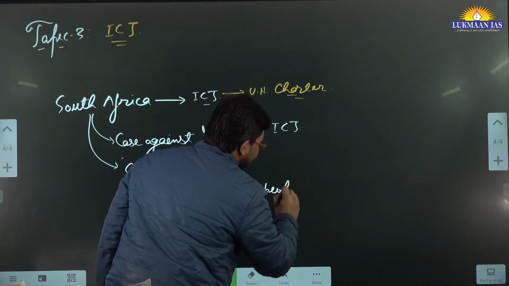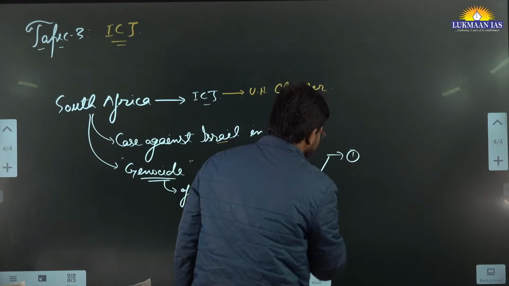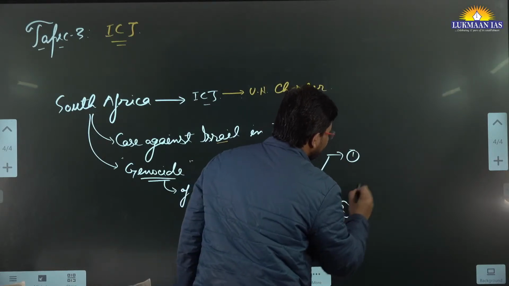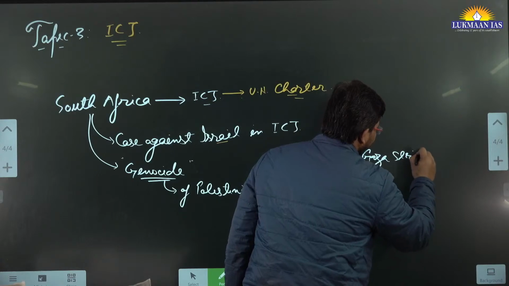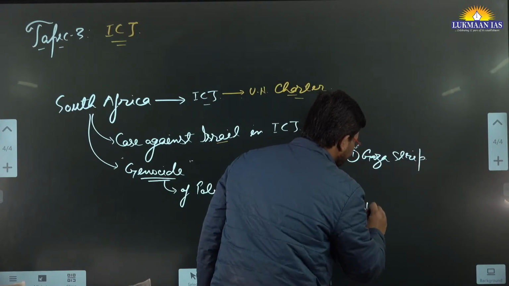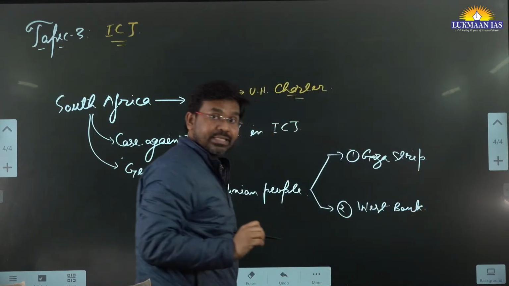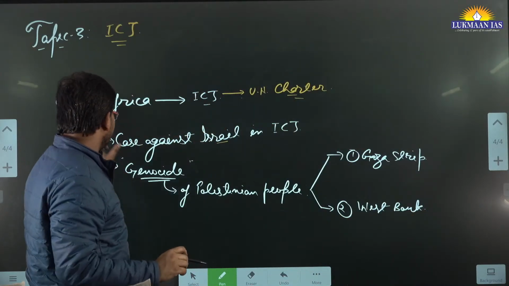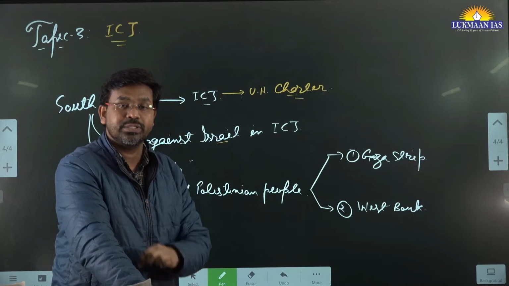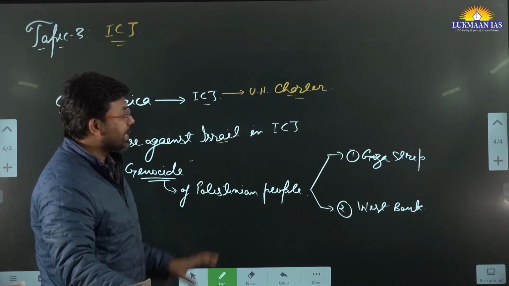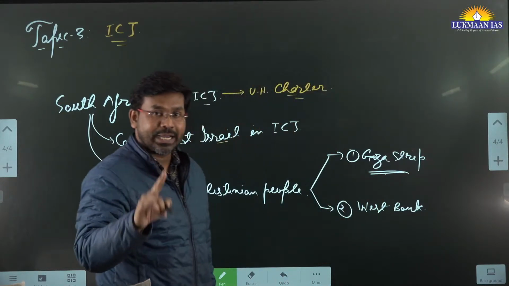And where do the Palestinian people reside? Palestinian people reside in two important places. One of the places is known as Gaza Strip, and the other is known as West Bank. So South Africa says that Israel is involved in doing genocide in Gaza Strip, right? Or it is doing genocide of the Palestinian people in Gaza Strip.